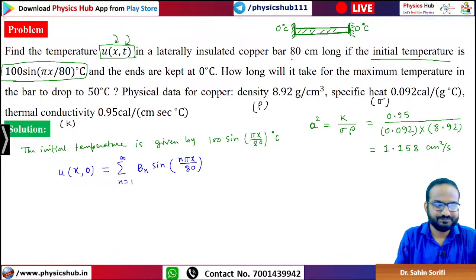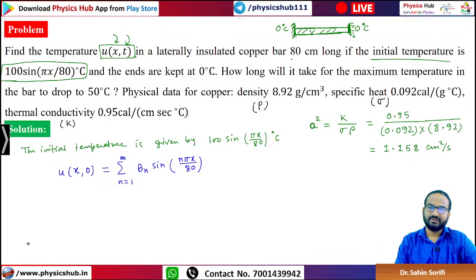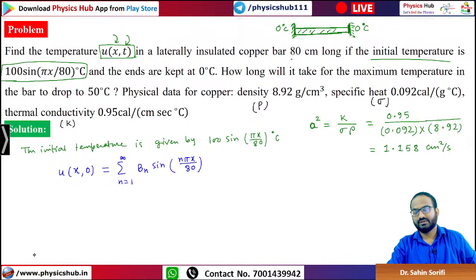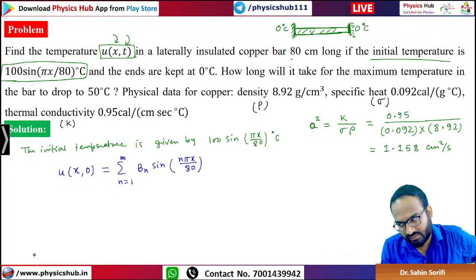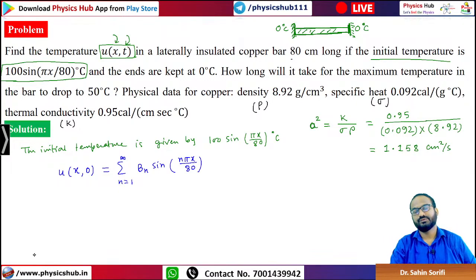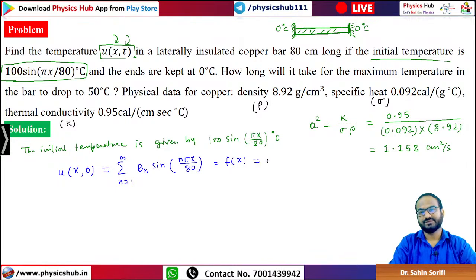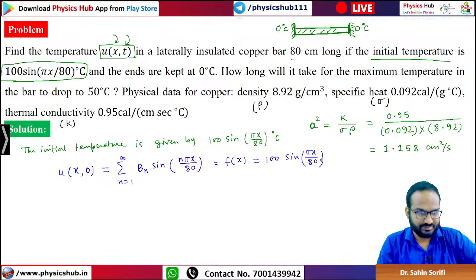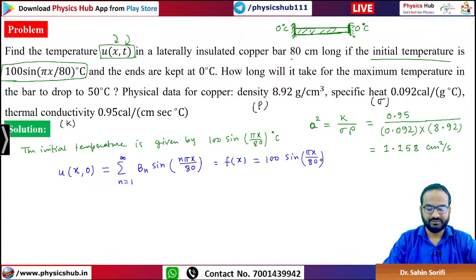You see the exponential term had t dependency, e to the power minus lambda n square into t. So if you put t equals 0, e to the power 0 is 1. So that is why you get this. This is equal to f of x, that is given to you, 100 sin pi x by 80. Did you understand this line? First tell me, then we'll go forward.